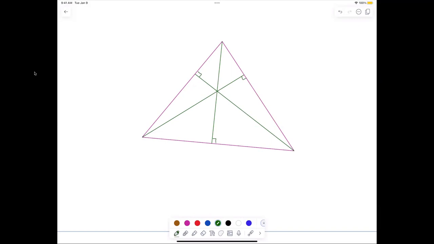Wait, how come they're not perpendicular bisectors? Did it bisect the opposite side? Oh, no. There you go. That's why I say the meaning of the words is important. Perpendicular means it's 90 degrees. Bisect means it cuts the side in half. This fits the definition of perpendicular, but does it fit the definition of bisect? No, it does not. So this point right here, believe it or not, is called the orthocenter. That is the orthocenter.